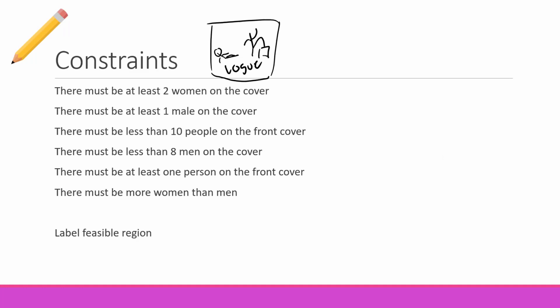There must be less than 10 people on the front cover. I figure that makes sense. If you have more than 10 people, then that's getting a bit extreme. There are too many people on the front cover. There must be less than 8 men. So not only can you not have 10 people, you can't have too many men. It's interesting actually that that constraint's already covered, but that's fine. There must be at least 1 person on the front cover, so you can't have a blank front cover, which makes sense. And there must be more women than men on the front cover.